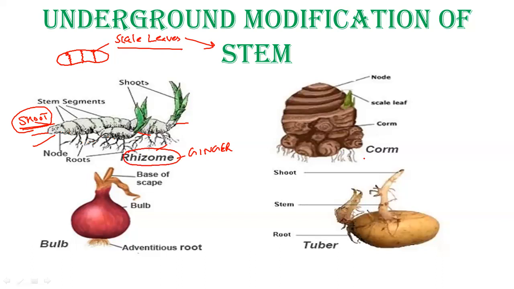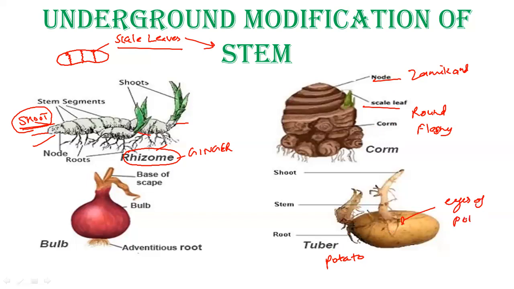Next is corm. Corm is also a kind of rhizome, but it is round and fleshy. Example of corm is jamikand. They also have nodes and scale leaves. But tuber, potato tuber. Potato tuber is a very common example. If you leave the potato in your home for many days, its buds will grow, which are known as the eyes of the potato. And buds are the feature of the shoot.